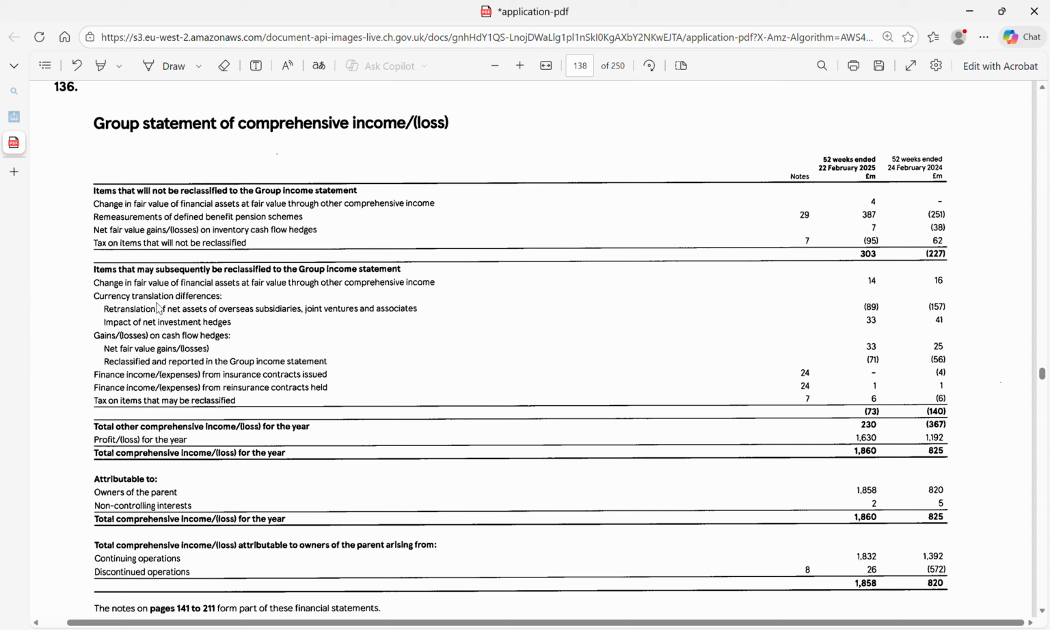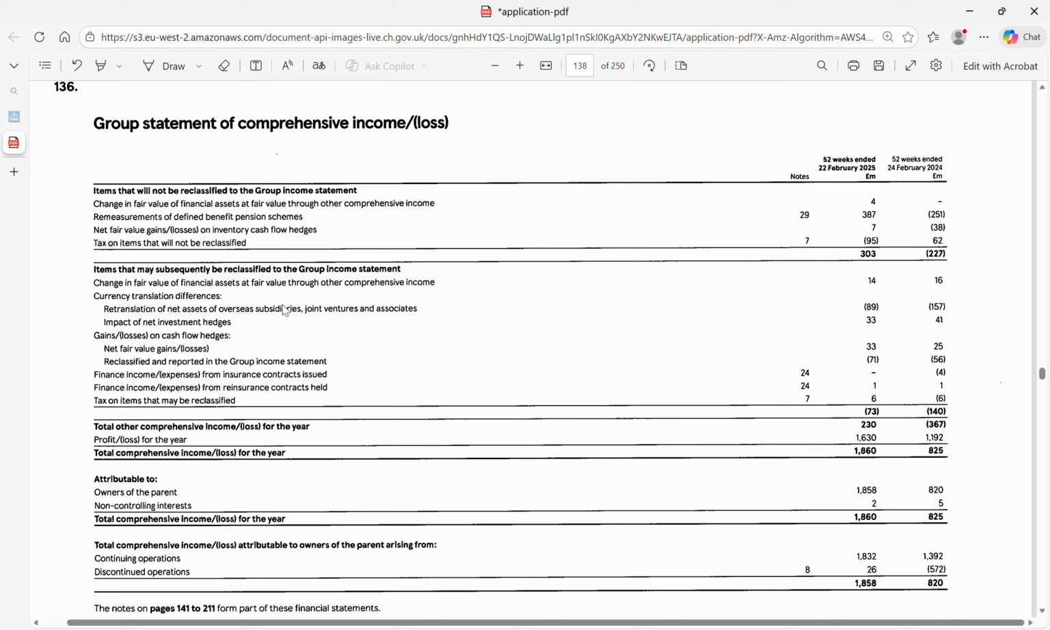Currency translation differences. So retranslation of net assets of overseas subsidiaries, joint ventures and associates. So what that is, when they've got subsidiaries in other countries that are trading in different currencies, bearing in mind what I told you, where they add everything together like it's one big company. They're going to get their subsidiaries' accounts and add them in with their own. Let's say the revenue of the subsidiary is 5 million and their own revenue is 10. They're going to present these financial statements like they've got 15 million.